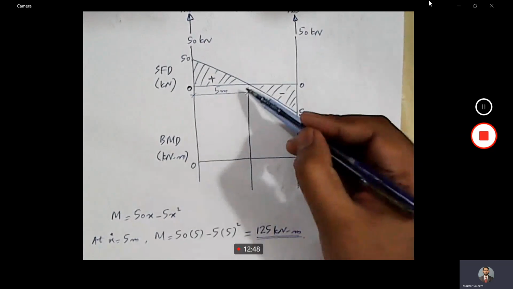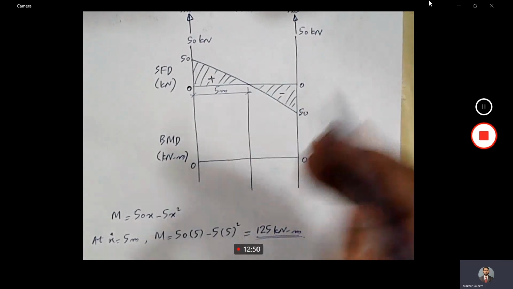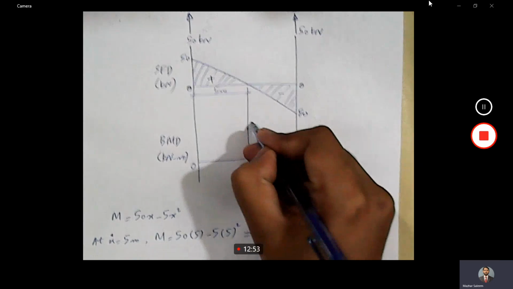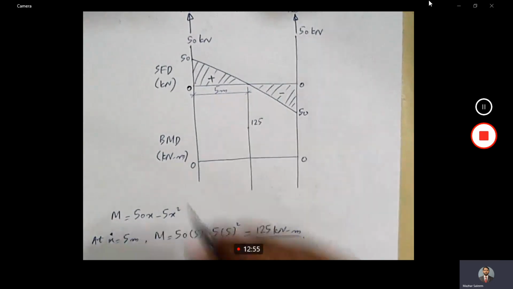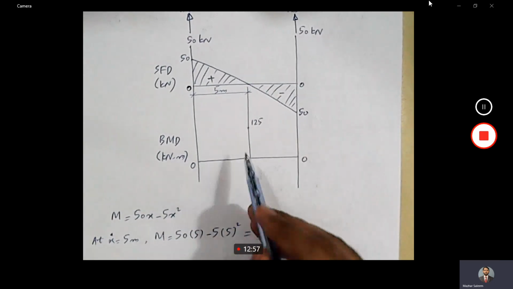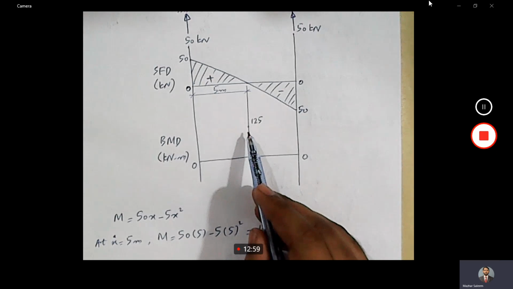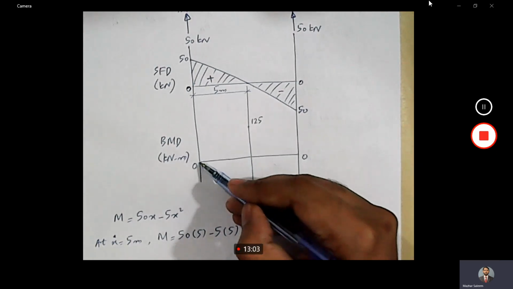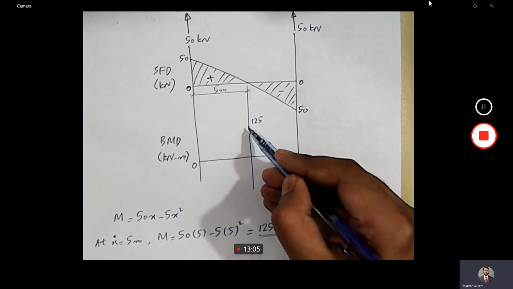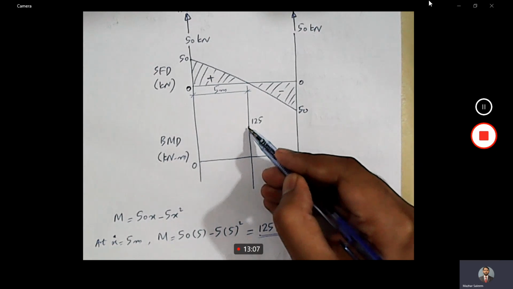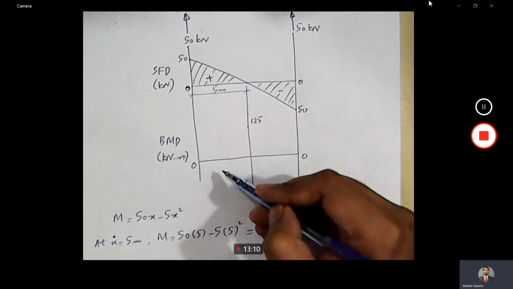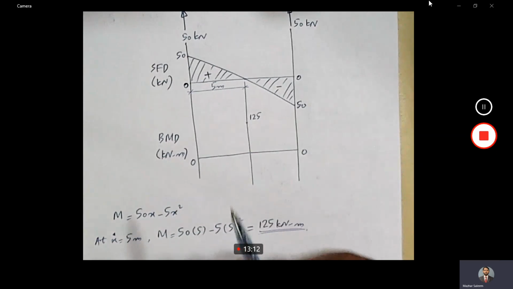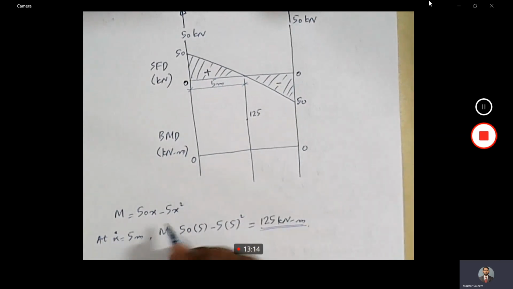So you see that at this point, at the point of 0 shear, the value of bending moment is 125 kilonewton meter. So we have got this point. Now the next question is how should I join this point to this point, whether it should be a 0 degree line or first degree line, like a straight line, or second degree, or what. For that, we will have to look at the equation of bending moment.